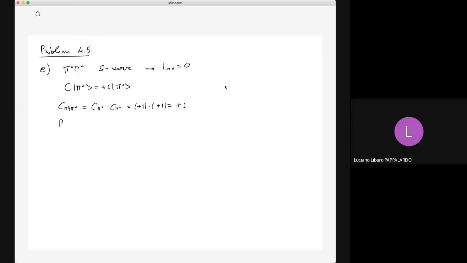What about parity? Same story. This is (-1)^L_ππ times the intrinsic parity of the two pi zeros, which are both negative. So this is (-1)^0 because we are in an S wave, and then we have minus 1 times minus 1. So overall, this is plus 1. And so we can already provide the result that the CP of the pi 0 system is plus 1 times plus 1, and so it is plus 1.